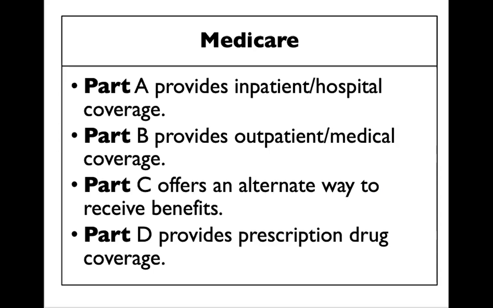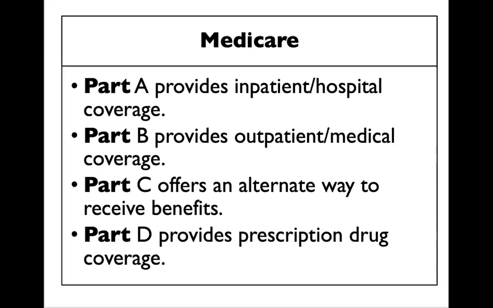So HMOs, health maintenance organizations, were becoming very popular. And so the government said, hey, let's get into the HMO business. And so they came up with Medicare Part C. Medicare Part C is the insurance that covers Part A, Part B, but it also covers prescription drugs. They call it today Medicare Advantage.